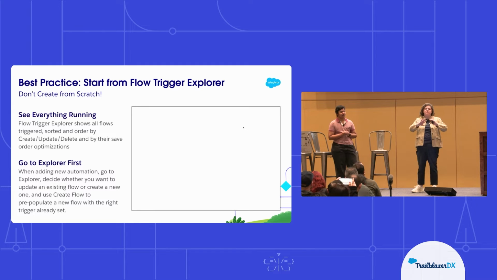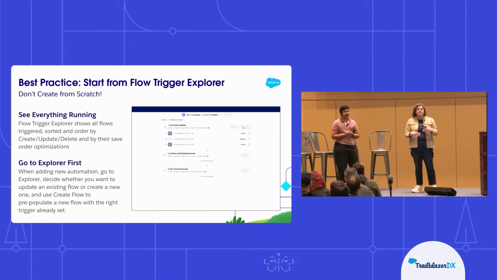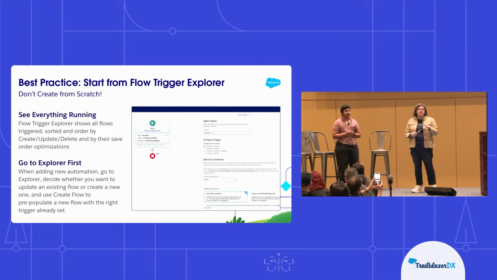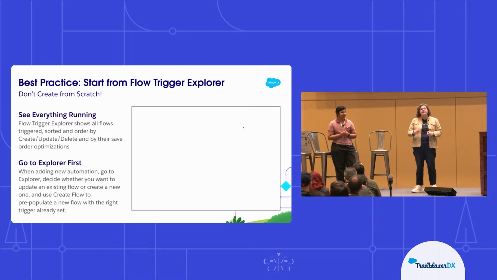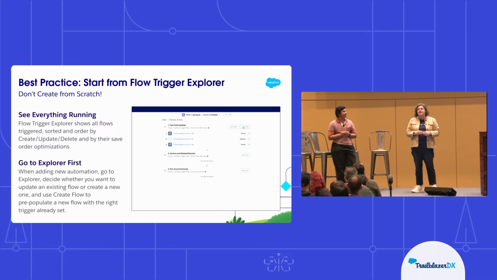This is a tool that lets you pick your object as well as your trigger, like update or create, and see all of the flows that are going to run in a specific scenario. But one of the tips that we actually got, not from inside Salesforce, but from folks in the community, is that this is a great place to start, operationally, as you're adding, say, new automation.